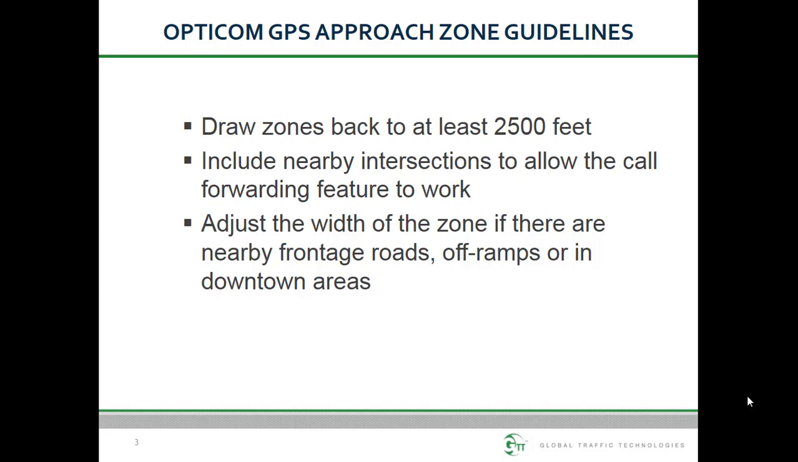If there are nearby parallel roads, such as frontage roads, off-ramps, etc., adjust the width accordingly, not to include the adjacent roads. The minimum width is about 100 feet and the maximum width is about 925 feet. In a downtown area, you will want to make approach zones slightly wider to help mitigate GPS multipath. After creating the zones, zoom in as needed to adjust them.